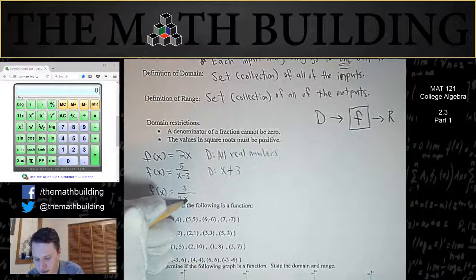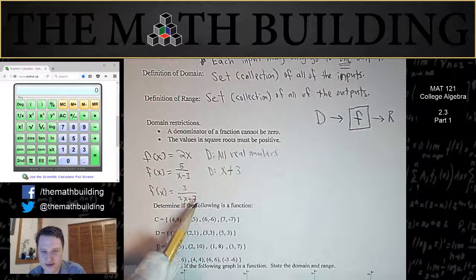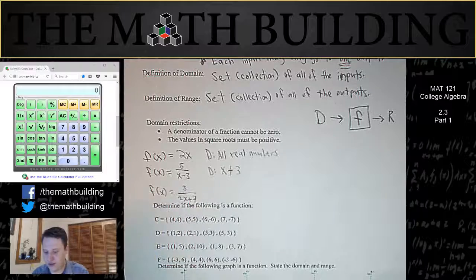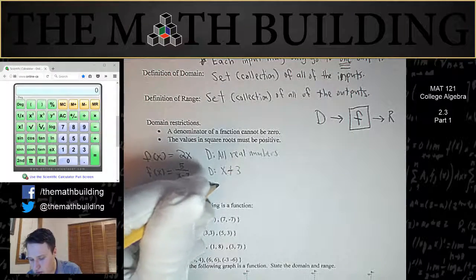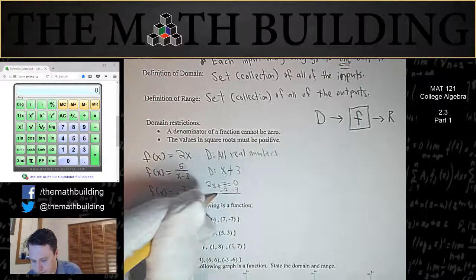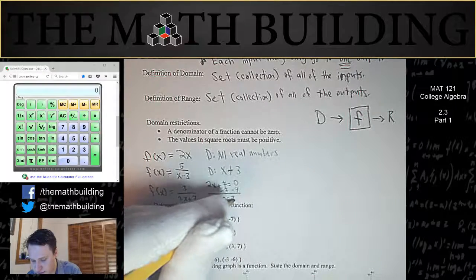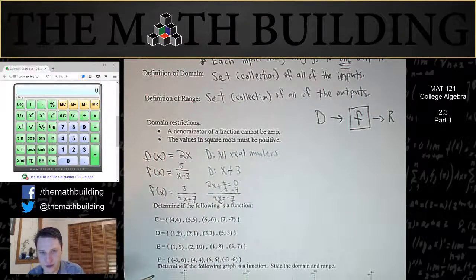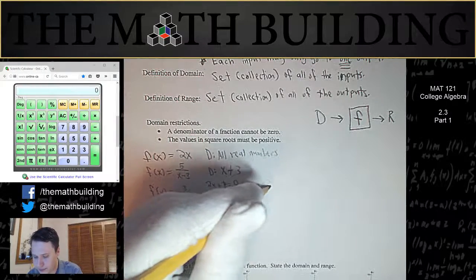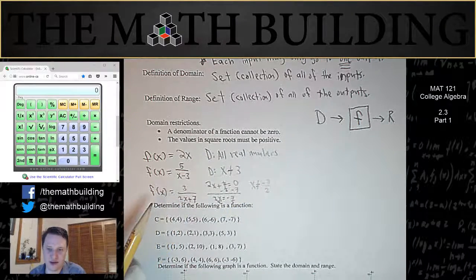3 over 2x plus 7. Again, we know that there's at least going to be one point that x can't be, one restriction on our domain, because the entire denominator can't be 0. So let's solve the equation 2x plus 7 equals 0. Minus 7 on both sides: 2x equals negative 7. Divide by 2, and we get that x cannot equal negative 7 over 2, because if it did, the denominator would be 0, and that would be undefined.